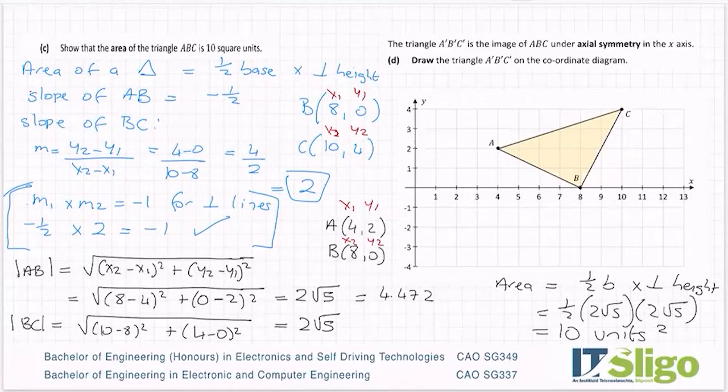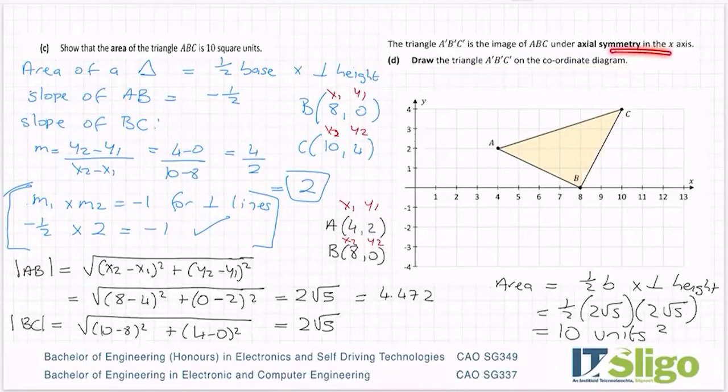Okay, but just tell the examiner, the corrector, where to find the rest of it. So 10 units squared. Okay, the question then said part D, the triangle A'B'C' is the image of ABC under axial symmetry in the x-axis. Draw the triangle A'B'C' on the coordinate diagram.